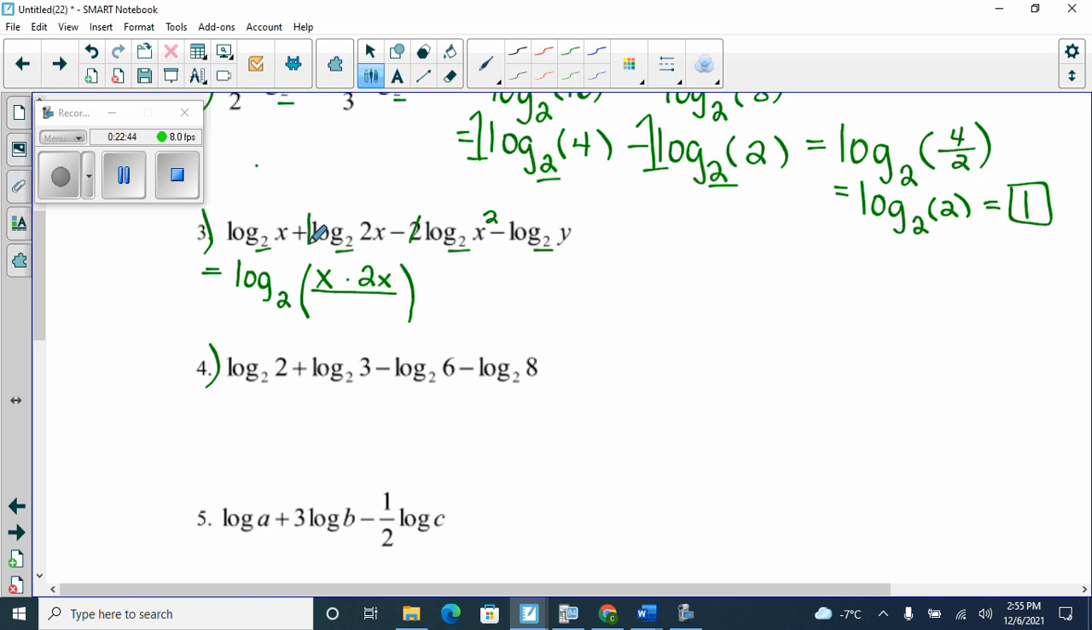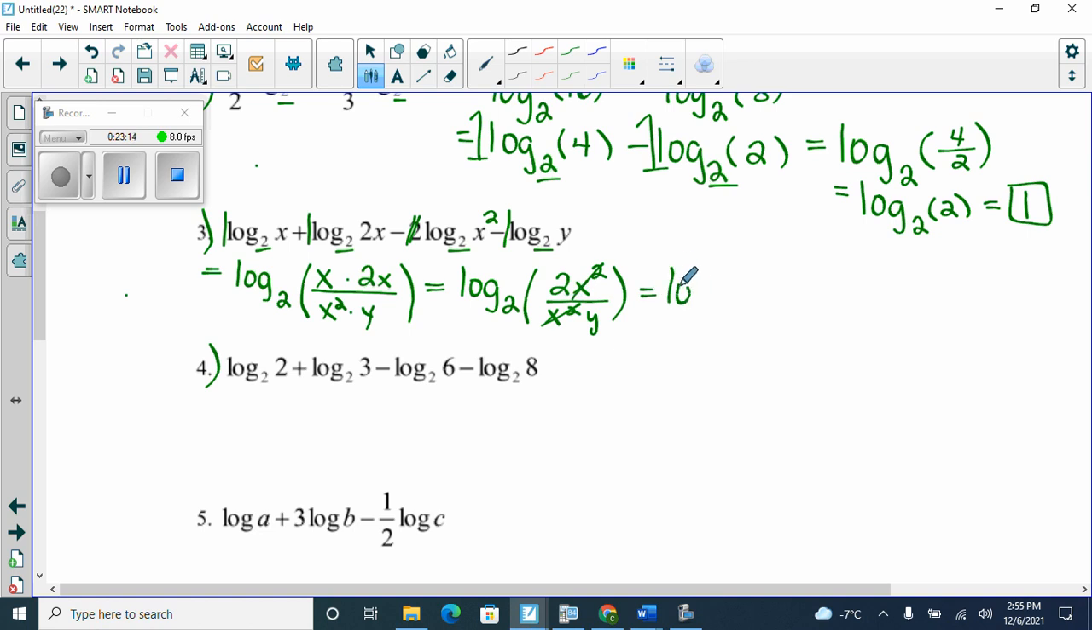Why? Because a plus 1 and a plus 1. The x squared goes in the denominator because it has a minus 1 in front. And the y goes in the denominator because it has a minus 1 in front. So I'm going to get log base 2. Now this is 2x squared over x squared y. What cancels? The x squared and the x squared, yeah.